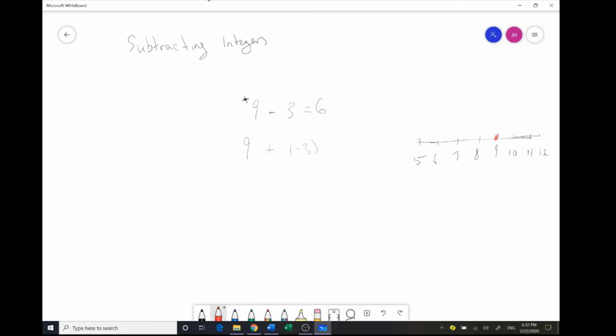If you need to, please refer back to your notes. But in this question, we are moving 3 units to the left because I'm adding a negative 3. 1, 2, 3. So again, my final answer is still a positive 6. So what we are saying here is that 9 minus 3 is the same thing as saying 9 plus negative 3. Well, how does that help us in subtracting integers?